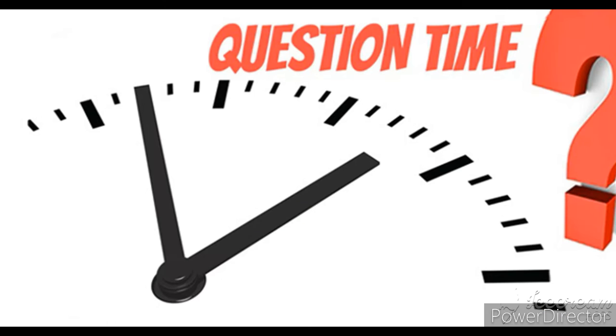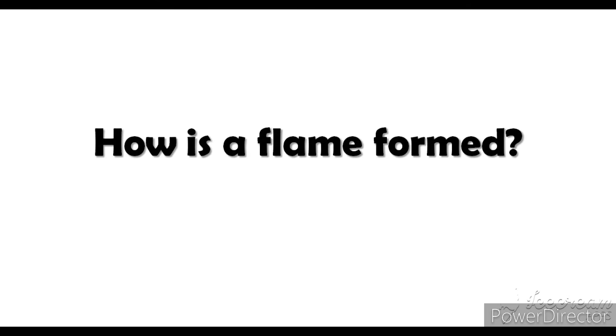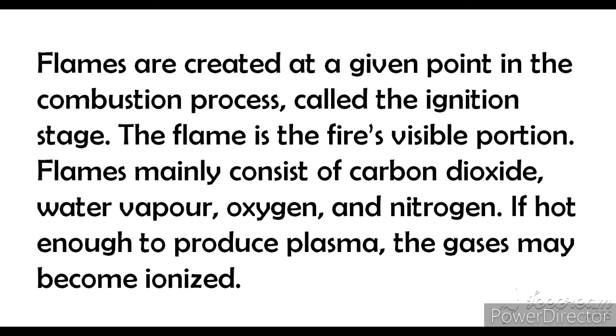Now it is question time. The first question is, how is a flame formed? The answer is, flames are created at a given point in the combustion process, called the ignition stage. The flame is the fire's visible portion. Flames mainly consist of carbon dioxide, water vapor, oxygen and nitrogen. If hot enough to produce plasma, the gas may become ionized.